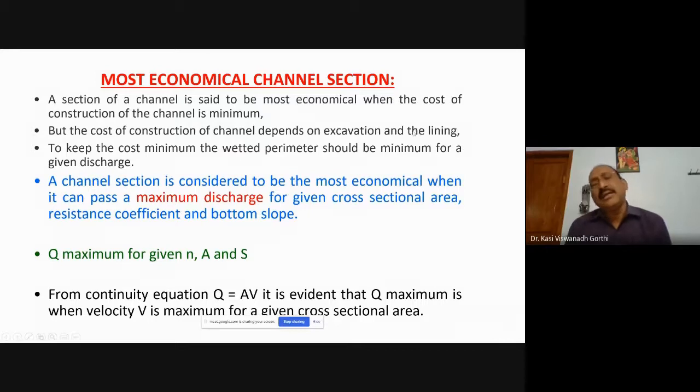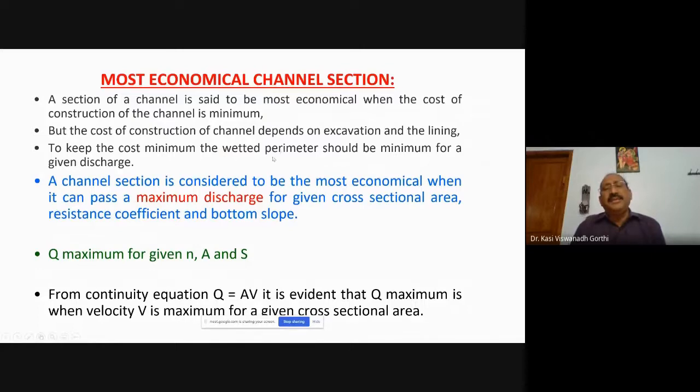Quite naturally, compared to the cost of excavation, the cost of lining will be very, very high. So it may not be that easy to line all the canals. It becomes more and more uneconomical also. So to the extent possible, we try to see that the canal is laid in a hard rock region where the seepage losses are minimum. Then to keep the cost minimum, the wetted perimeter should be minimum for a given discharge.